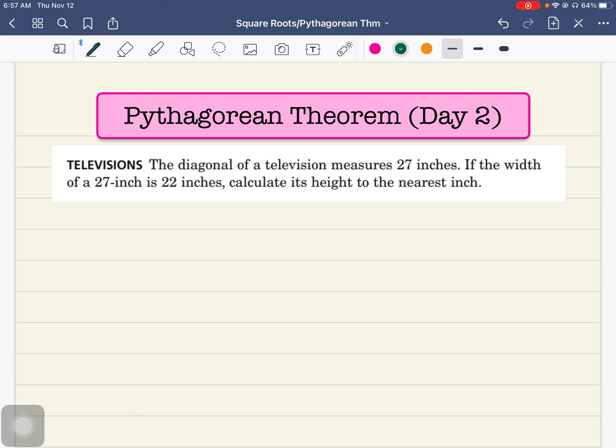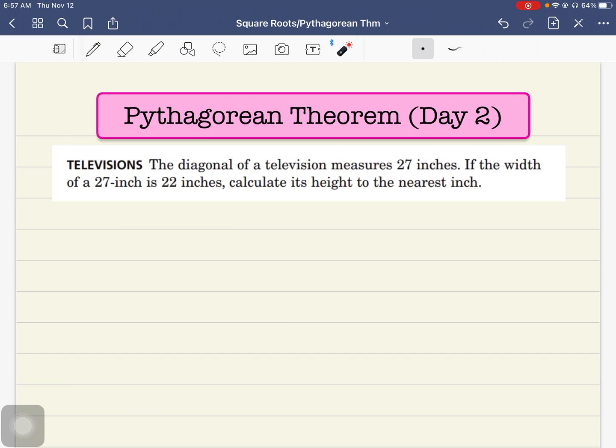This time we're going to apply what we learned about the Pythagorean Theorem to word problems and problems that could come up. So, what are situations that you would actually use this in? It's more than just a cool thing that Mr. Pythagoras came up with. Okay, so let's start with this first problem.